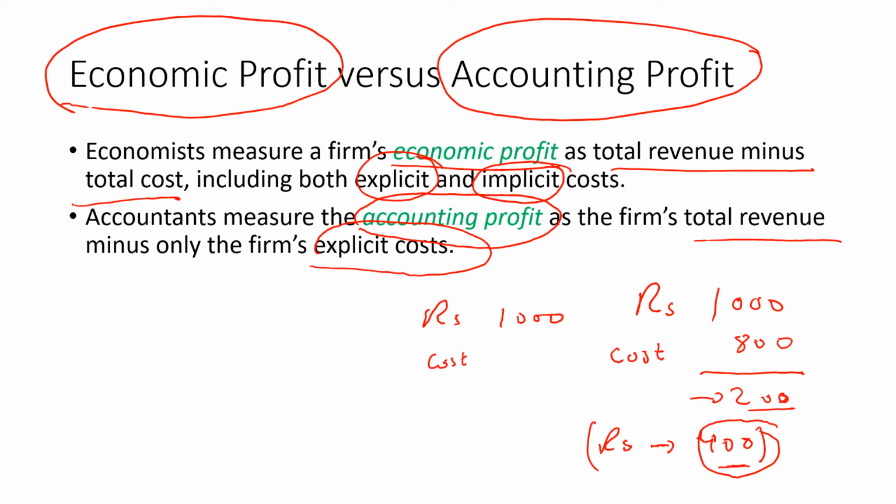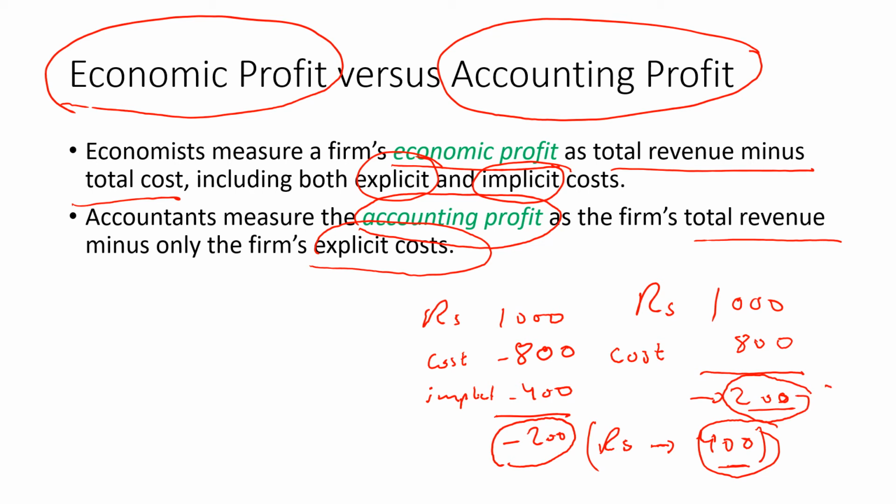The explicit cost that he's paying is 800, and the implicit cost, that he is not doing their job, is 400. Now 1000 minus 800 minus 400 gives us minus 200. So according to economists, he is actually losing 200, but according to accountants, he is earning 200, right?